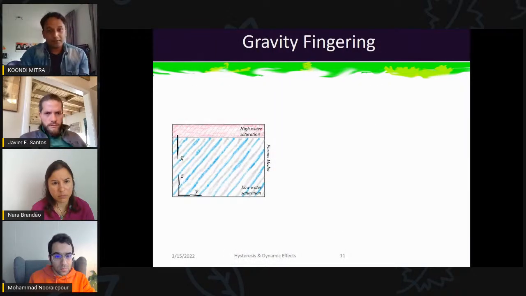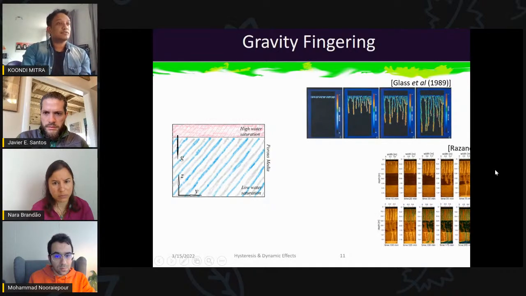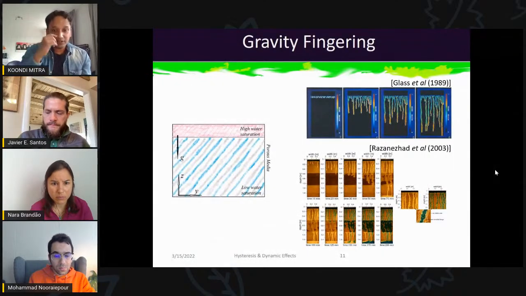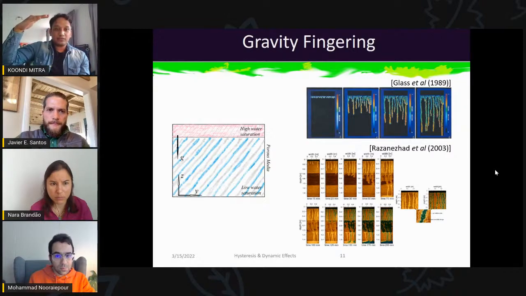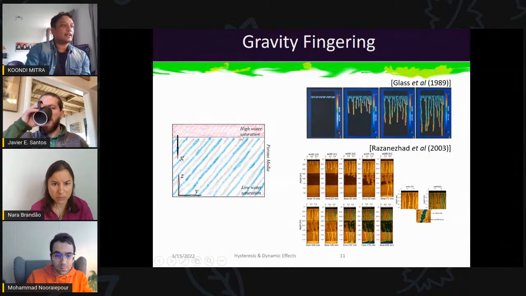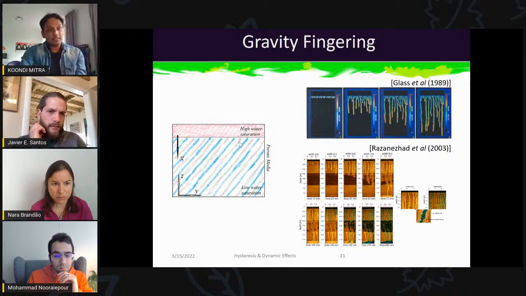Finally, I briefly mention the gravity fingering phenomena also. So say we have a homogeneous block of soil, and on top you have a high saturation region, and in the bottom you have a low saturation region. Now, due to gravity, you would expect this water front to move below. But if you start with a planar front, then you might expect that your front will remain planar at all times. But this is not the case if you observe from experiments.